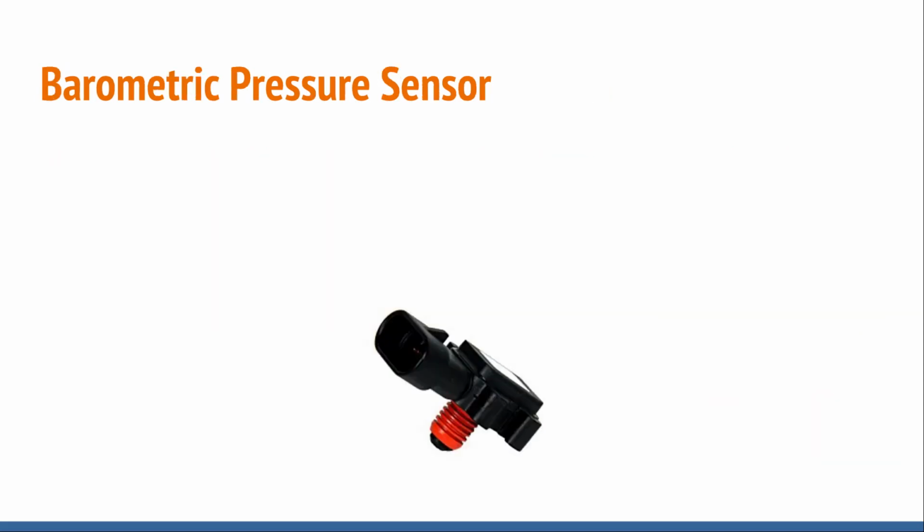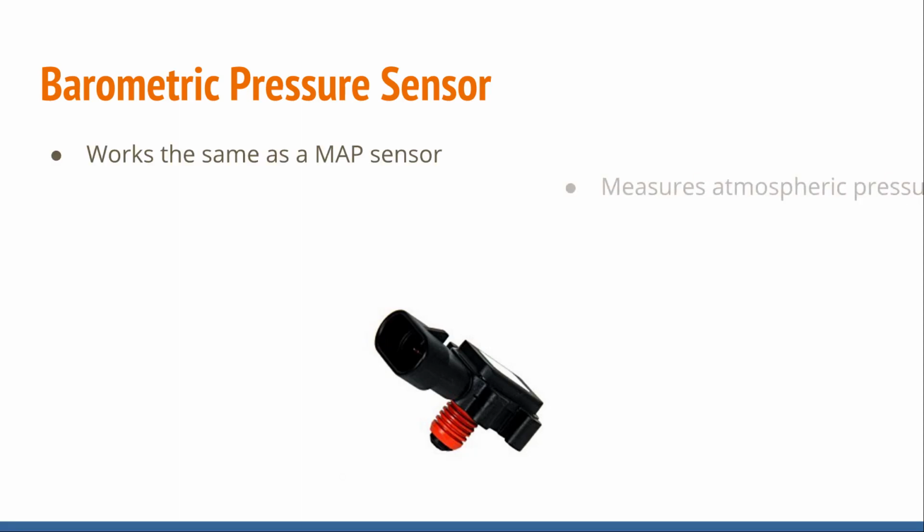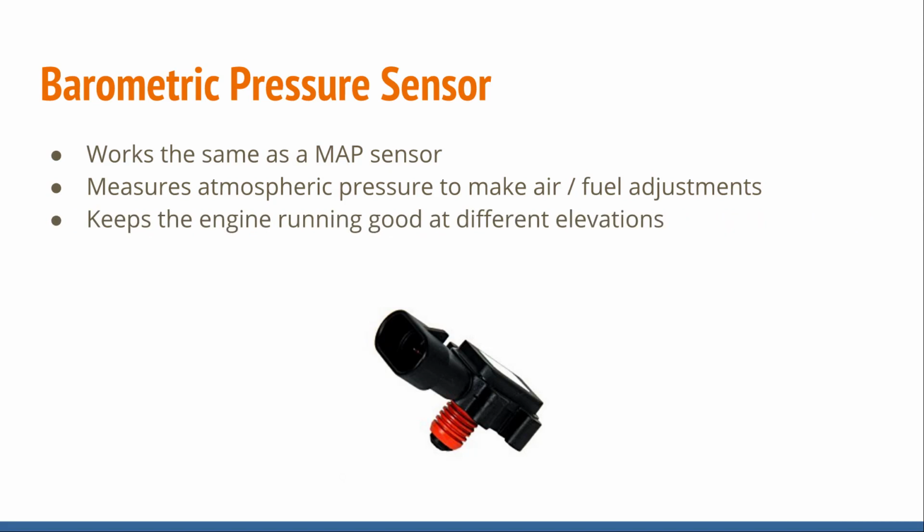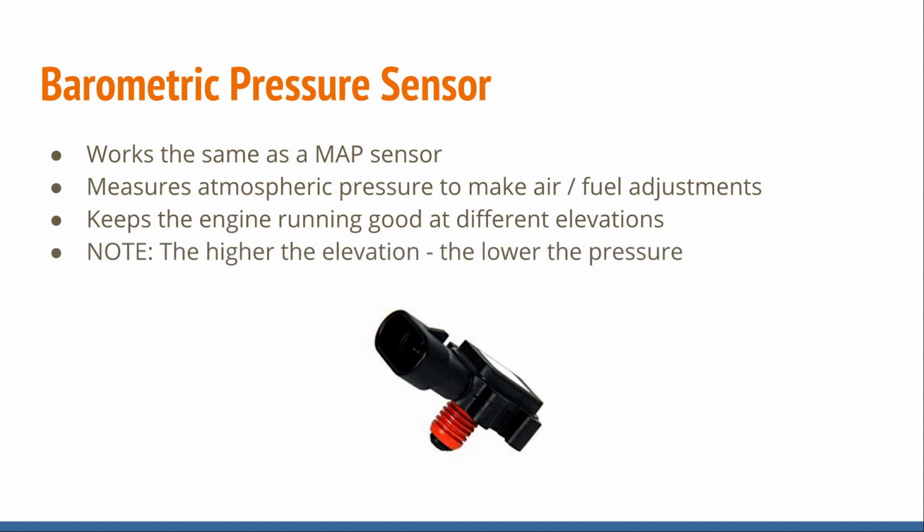So that brings us to the barometric pressure sensor. It's pretty much the same part. It does the same thing, really. It measures pressure. This sensor is made to measure atmospheric pressure to make air fuel adjustments. And really its job is to keep the engine running good at different elevations. So if you're up in the mountains or down in a big valley, it's still going to keep your engine running correctly. The higher you go up in the mountains, the lower the atmospheric pressure we have. So we need to adjust for that.